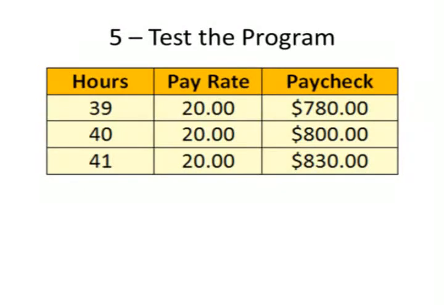We need to test the program with multiple inputs. I provided some for 39 hours, 40 hours, and 41 hours, and I just kept the pay rate at 20. You can use different numbers if you wish, but you have to make sure that you test at 40, below 40, and above 40, because 40 is one of those cutoff points, where we could go either way. So you could do 39.9 hours or 40.1 hours, but make sure that you test at 40, below, and above.